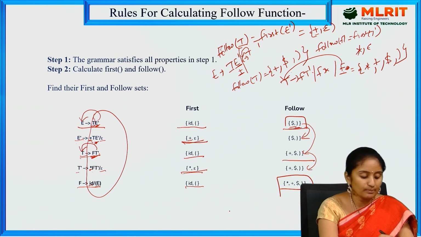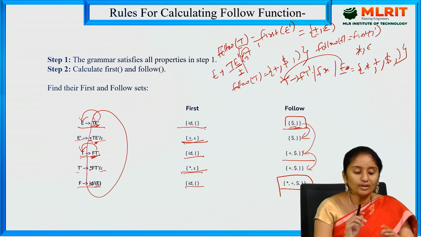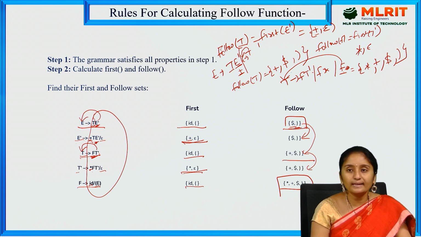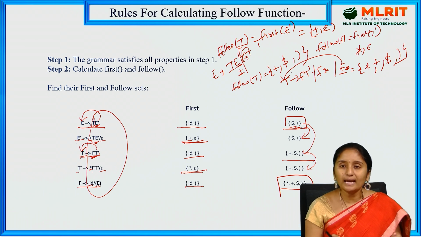So this is nothing but follow of F. So first and follow functions: first, we check the conditions. Then afterwards, we calculate the first and follow functions. After calculating them, we are going to plot the first and follow in the parsing table.